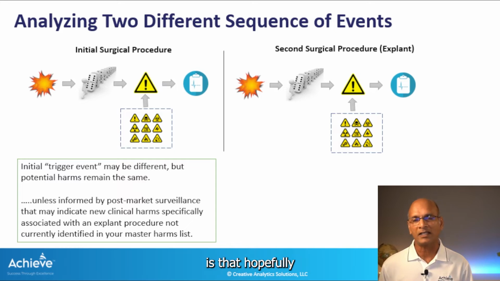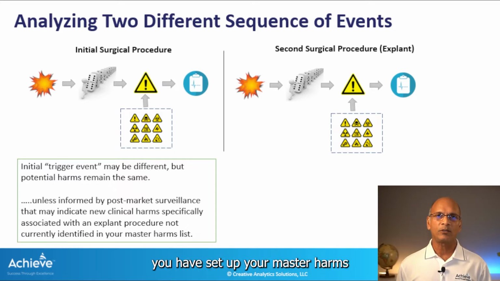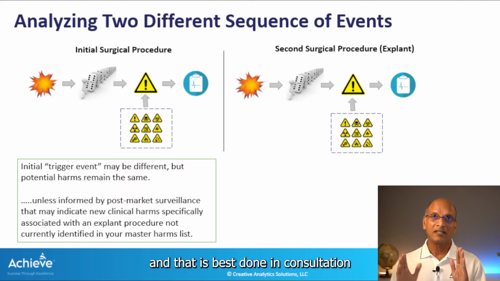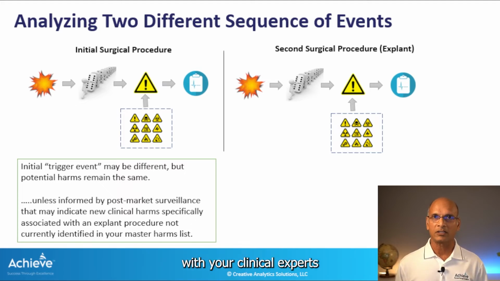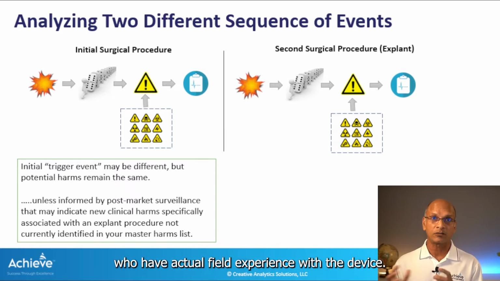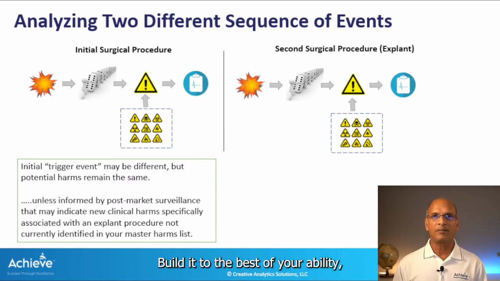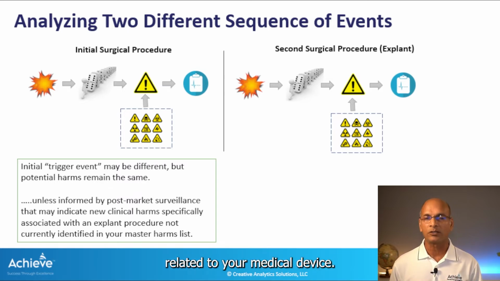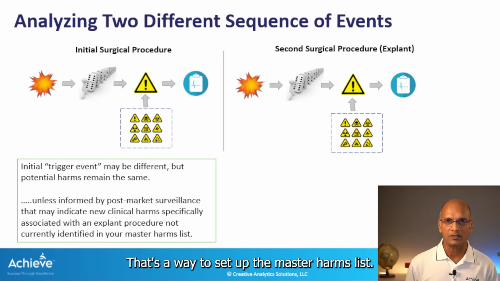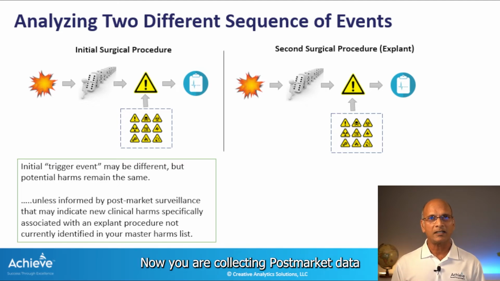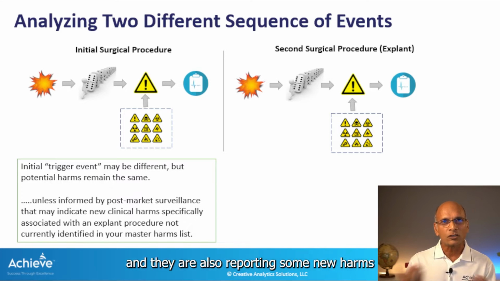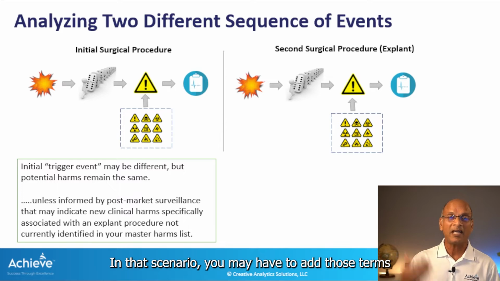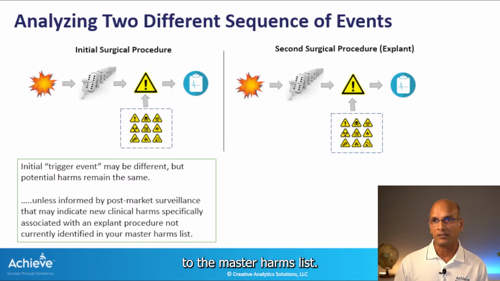This is the way I would look at it, is that hopefully you have set up your master harms list to be fairly complete and comprehensive, and that is best done in consultation and collaboration with your clinical experts who have actual field experience with the device. Build it to the best of your ability. Look up Annex E and find terms related to your medical device. That's the way to set up the master harms list. Now you are collecting post-market data and you are learning about explants, and they are also reporting some new harms that you have not considered before. In that scenario, you may have to add those terms to the master harms list.